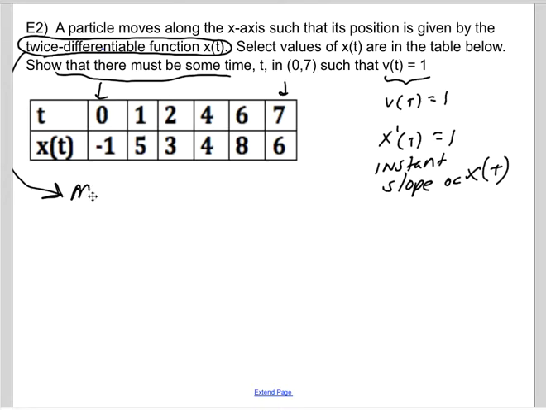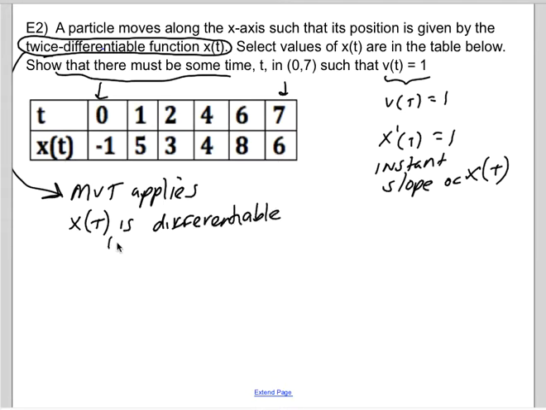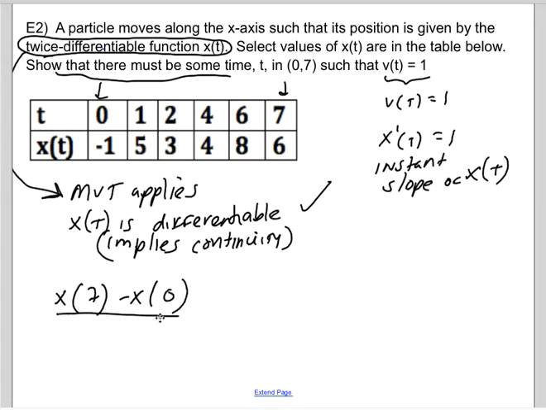Now, in order to show that the mean value theorem applies, I know that x of t is differentiable, which implies continuity. Not only is it differentiable, but it's twice differentiable, which is good to know. But because it's differentiable, it implies continuity, so I can definitely use the mean value theorem. I then need to show that (x(7) minus x(0)) over (7 minus 0) is going to equal x prime of some c or t value. It's up to you if you want to call it c or t, it doesn't really matter.